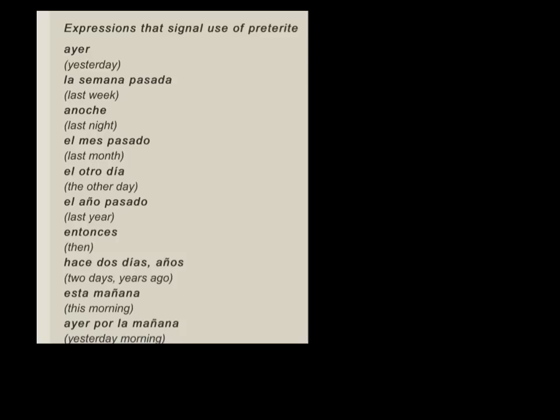In addition to the clue words for preterite on the previous page, these are other clue words that indicate that we're going to use the preterite tense, because they talk about specific times. So take a moment to add these to your chart. Ayer, la semana pasada, anoche, el mes pasado, el otro día, el año pasado, entonces, hace 2 días.